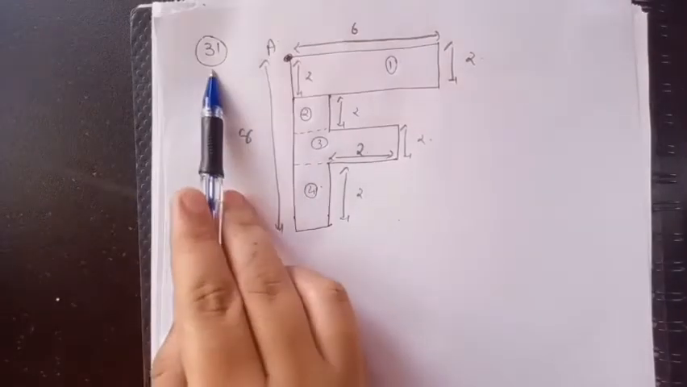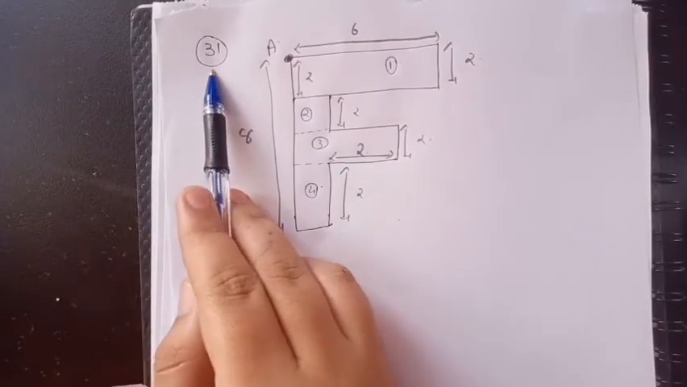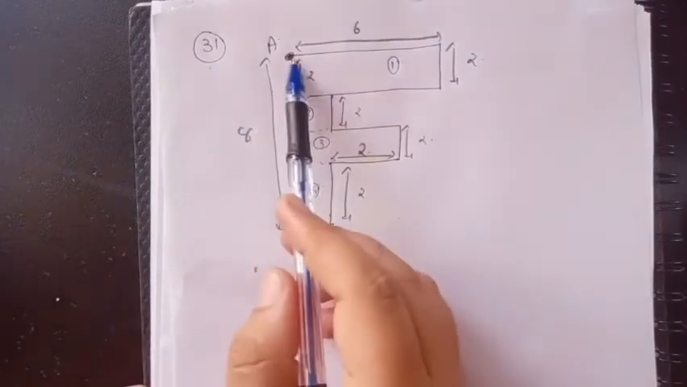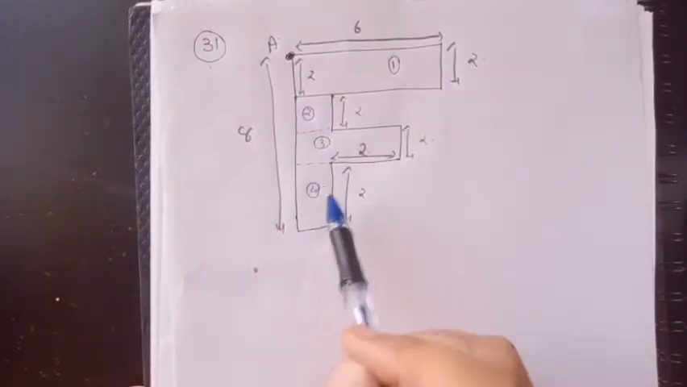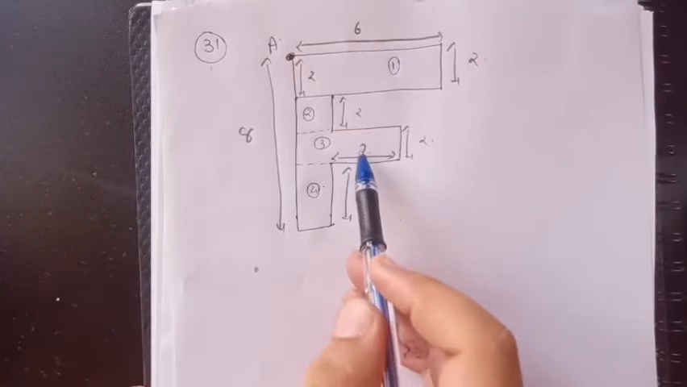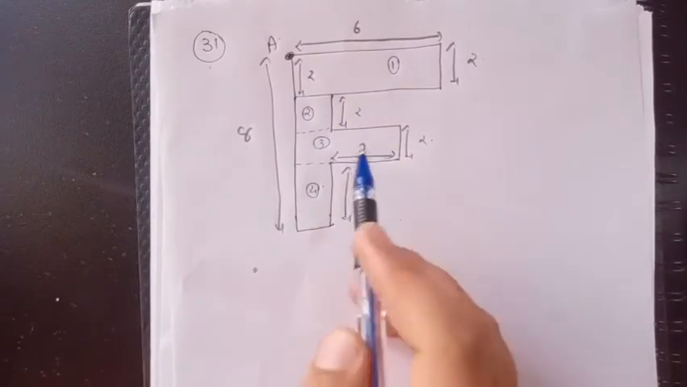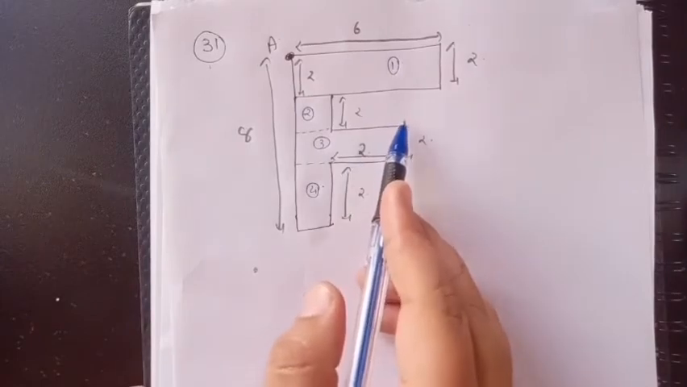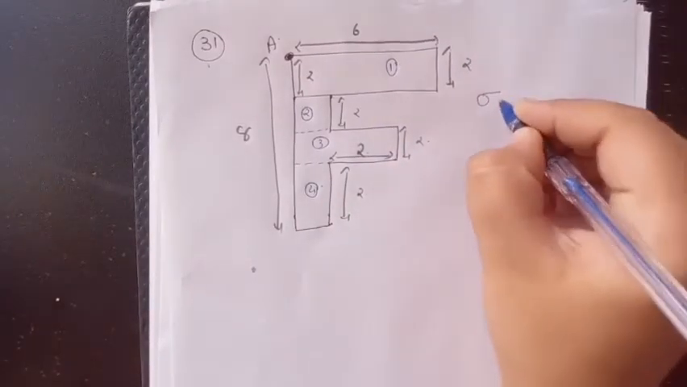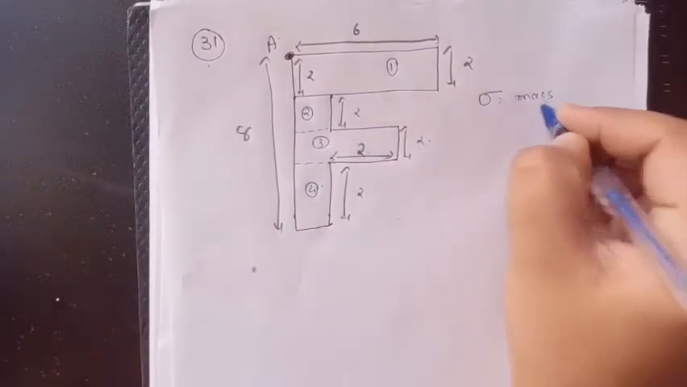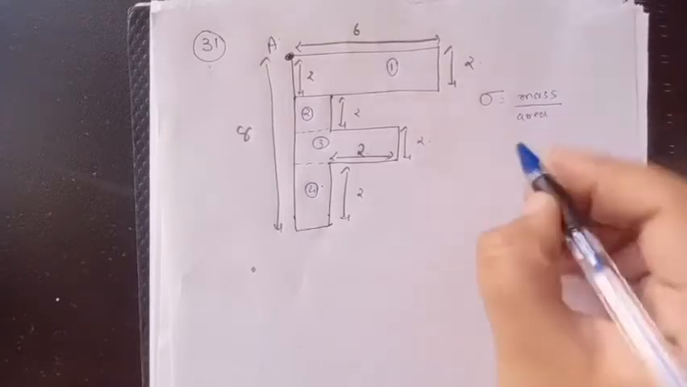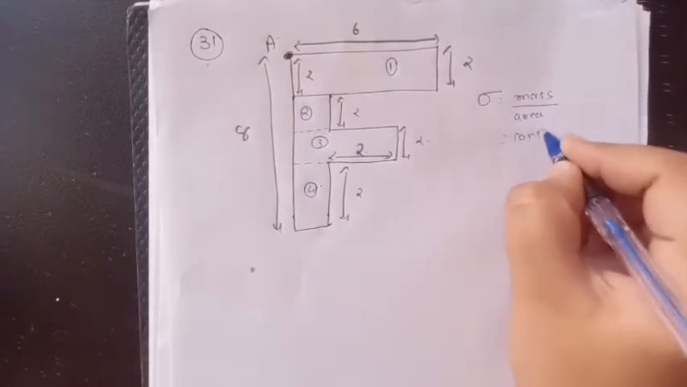In question number 31, we want to find the center of mass of the capital letter F, which is cut from a uniform metal sheet. The metal sheet is uniform, so mass per unit area will be constant. Let's say sigma is the mass per unit area, so it will be constant.